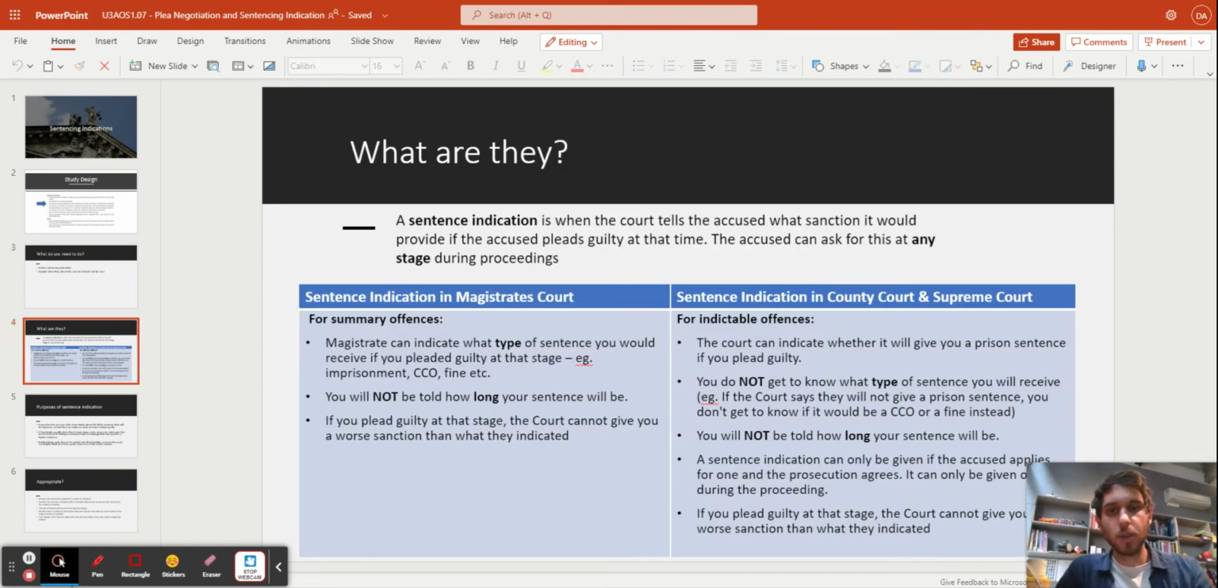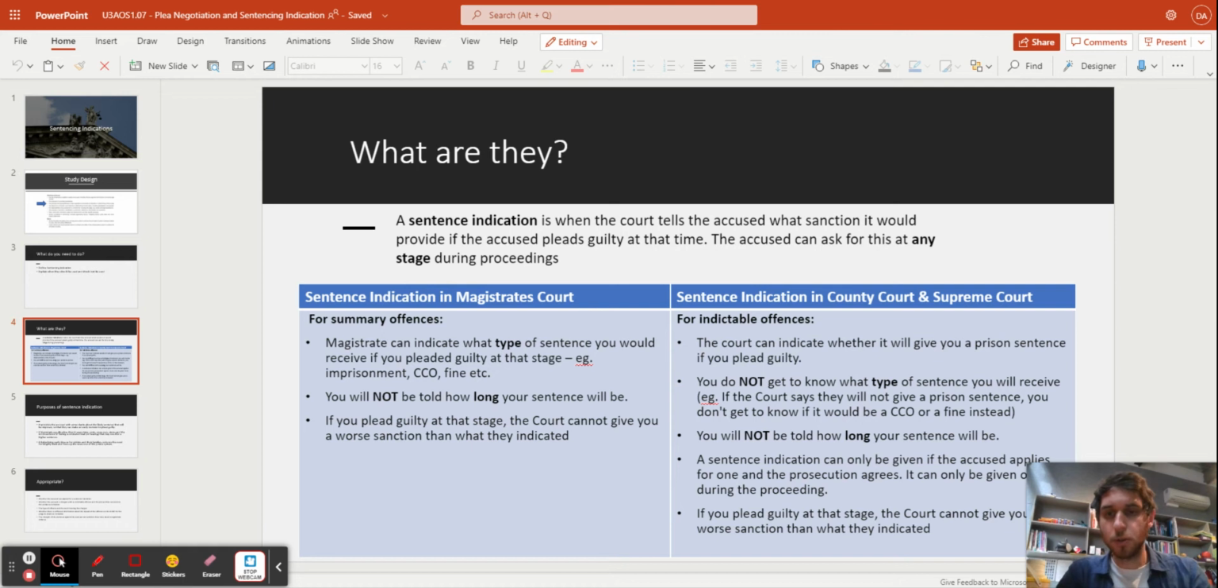What is a sentencing indication exactly? Well, essentially, a sentence indication is when the court tells the accused person, if you plead guilty right now, this is what's going to happen to you. So it's an indication of the sort of sanction they're going to get. And the accused can ask for this at any stage during proceedings. Now, there's a slight difference between what a sentence indication looks like for a summary offence in the magistrate's court versus what it looks like for the indictable offences in the superior courts.